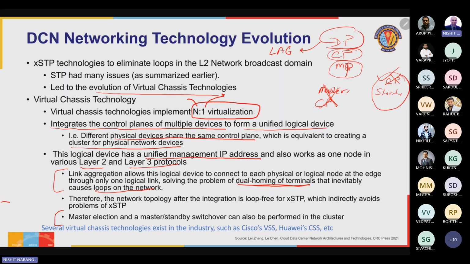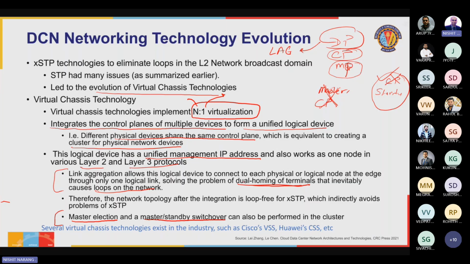So an additional protocol is needed, which requires election of one of the nodes as master and master standby switchover, basically determining when the master node fails so that one of the standbys can take over the master role. This protocol is required to be built and operate in the cluster. Virtual chassis technology, therefore, is not a simple extension or evolution. It involves changes in the data plane. It involves changes in the control plane. It does impact the management plane, but it does solve the problem of spanning tree protocol.